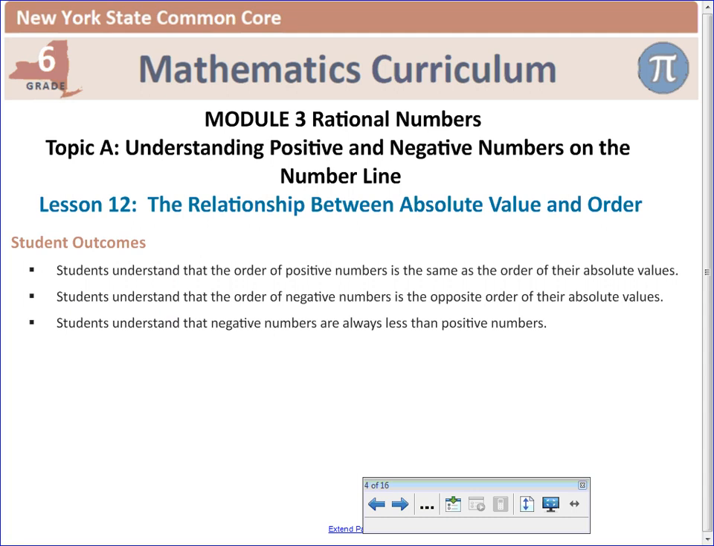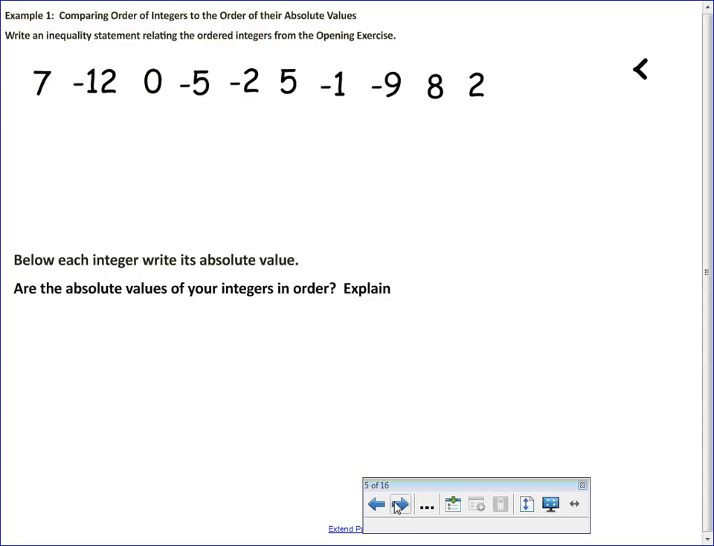So today we're going to look at ordering positive numbers and their absolute values, ordering negative numbers and their absolute values, and how they compare to one another. And we'll come back and look at the outcomes when we're done to see if we've reached them.